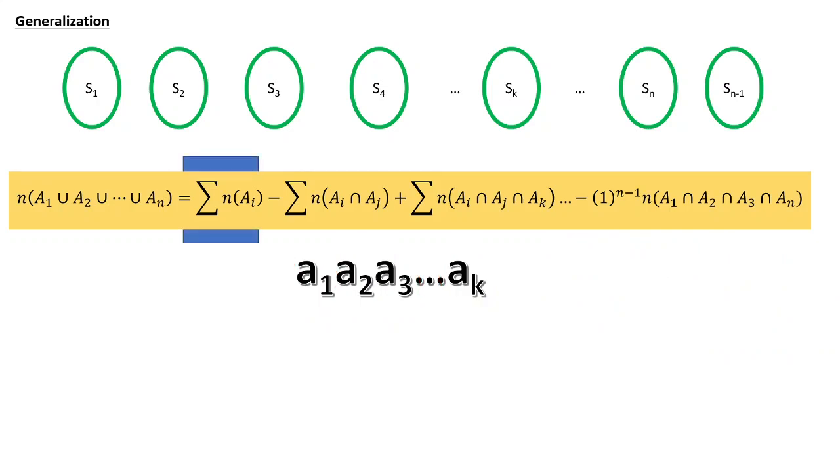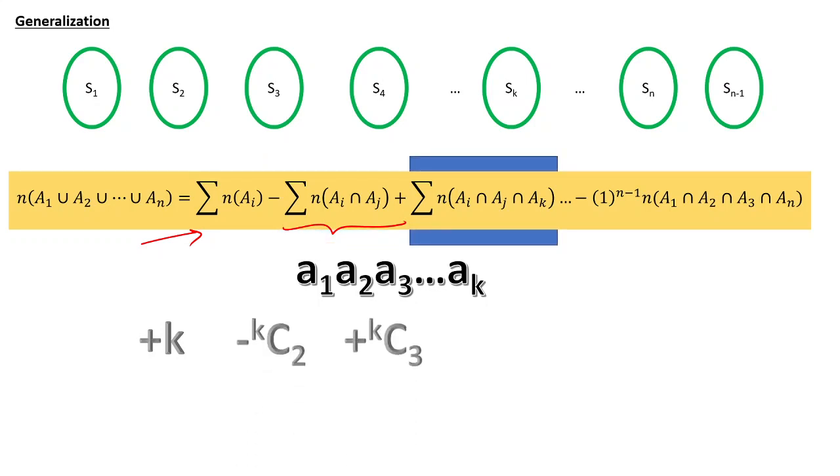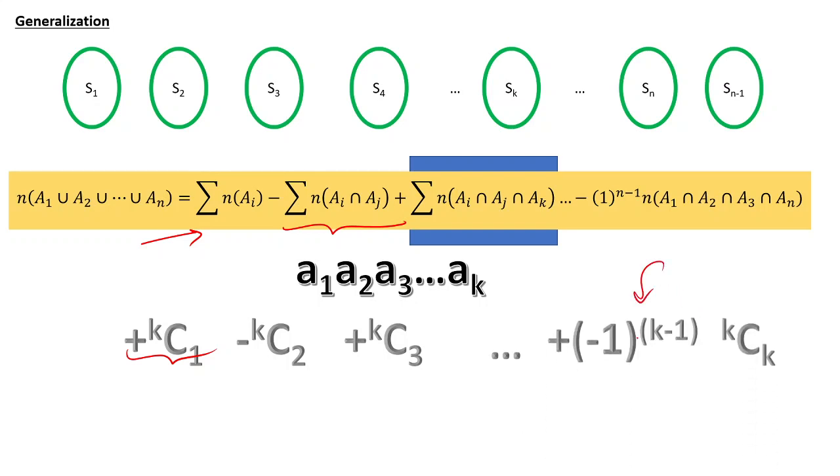Anyways, if we are summing in the first level, how many times will we encounter this area? K times, and it will be added, plus k times, right? Then in the second part, it will be subtracted how many times? Pause the video, think about it, and the answer is minus kC2. And then in the third level, it will be added kC3 times, and you see that k can be better written as kC1. Then you proceed till the last level and you get this term, which will be positive or negative depending upon the number of sets.